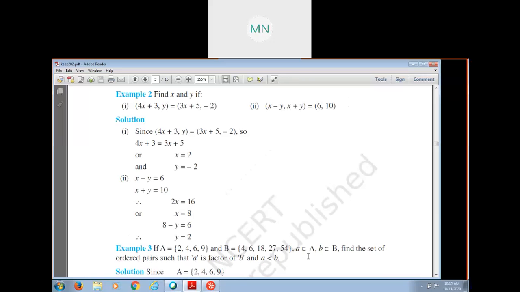Small a belongs to capital A, and small b belongs to capital B. Find the set of ordered pairs such that a is a factor of b. Here the condition is also given: a is a factor of b and a less than b. Try to solve that problem. Okay? I think all of you have written that problem.